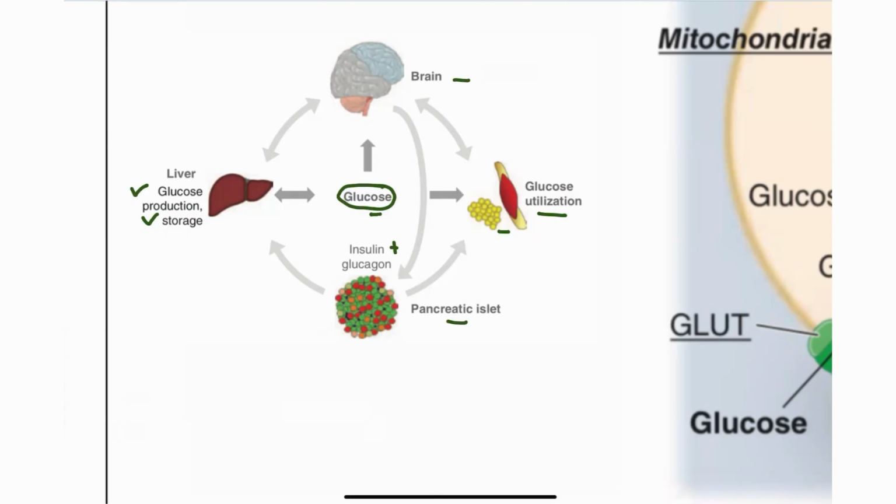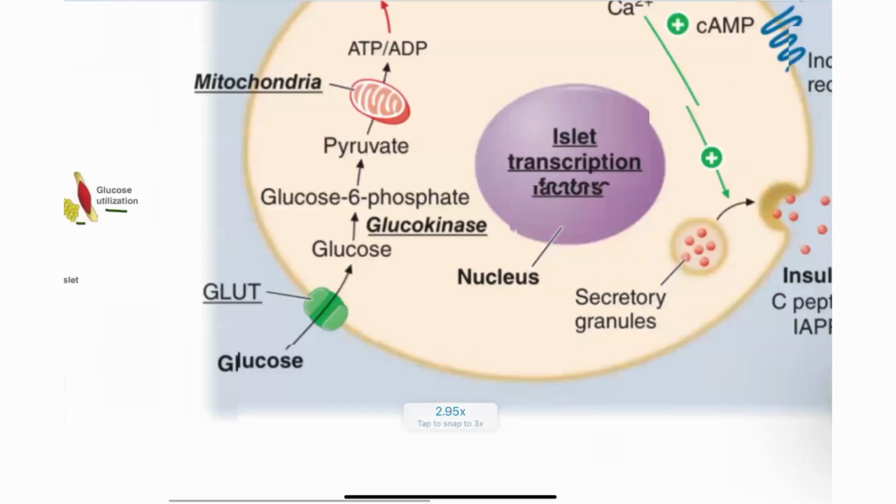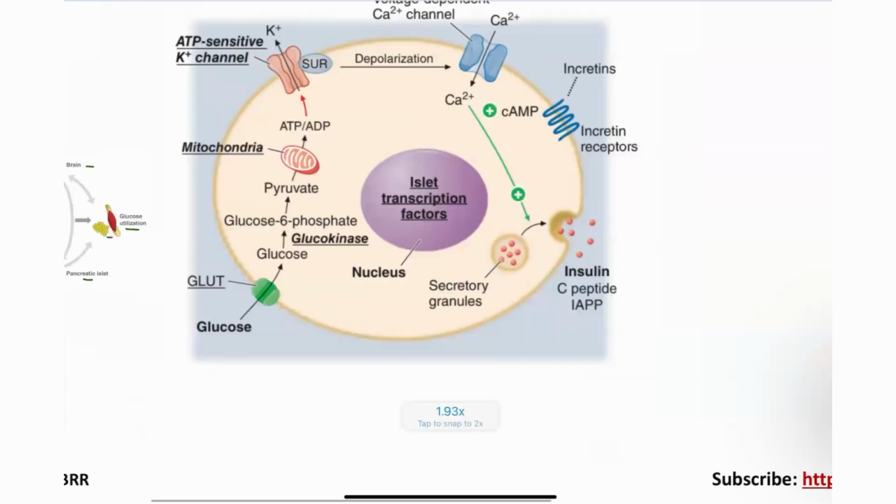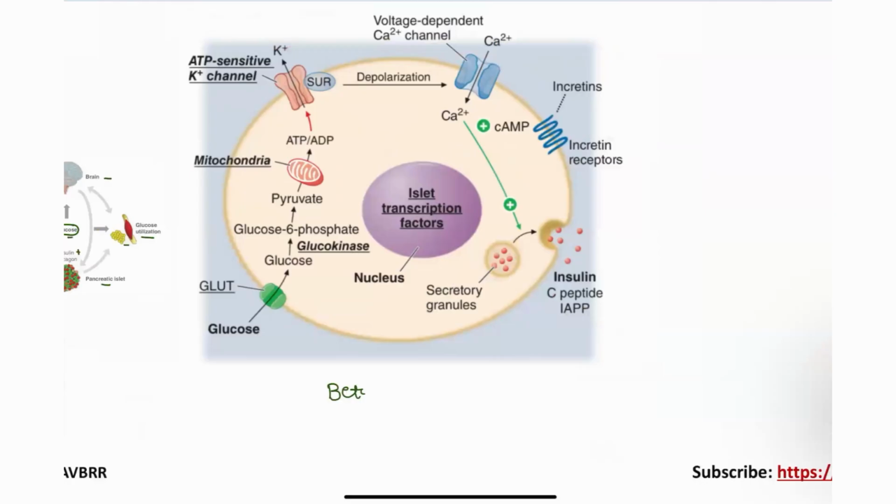Once the glucose is decreased, there will be an increase of glucagon. Glucagon goes back to the liver and produces glucose again from the storage place. So this is how glucose metabolism works. But how this glucose is taken up is done with the help of the beta cells. So this is your beta cell, the beta cell of the pancreas.